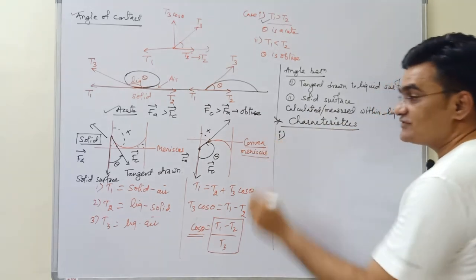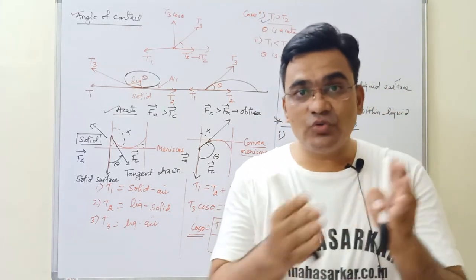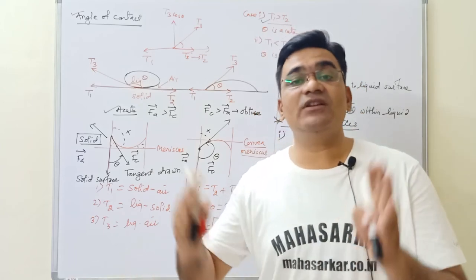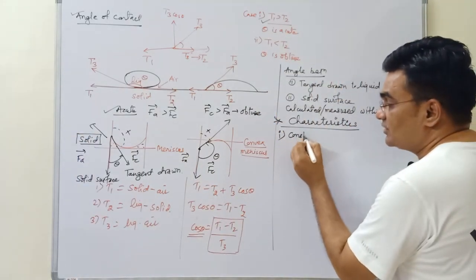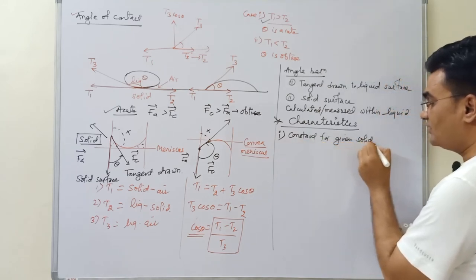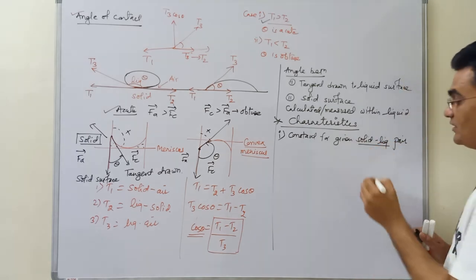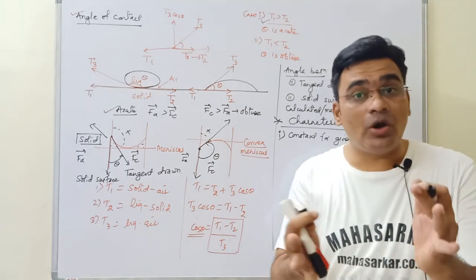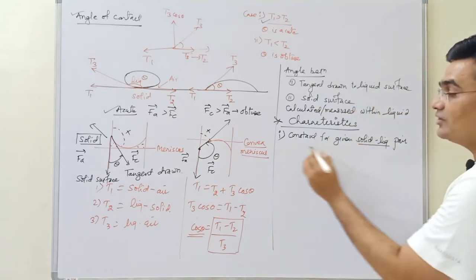The first important characteristic is that the angle of contact for a given pair of solid and liquid, like glass and water, will be constant always, whatever the quantity and whatever the size of the beaker. So angle of contact is constant for a given solid-liquid pair. For example, water in a glass and water in a copper beaker will not have the same angle of contact, because the solid surface is different.